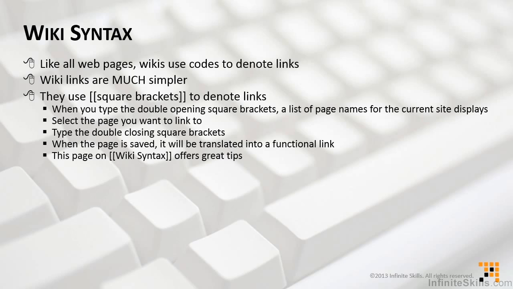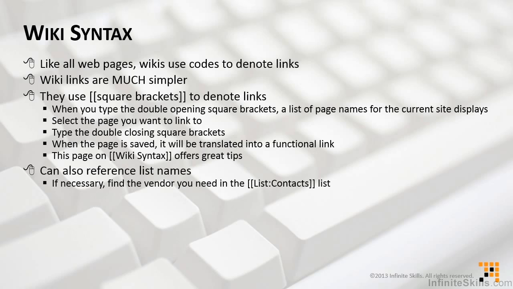An example is what we see here. This page on Wiki Syntax offers great tips. When that is saved as part of a wiki page, the text Wiki Syntax will become a link going to a page in the SharePoint site called Wiki Syntax. So far, so good? Trust me, double square brackets is a whole lot easier than having to type HTML code for links. Now that's how you reference an existing page, but you can also reference things like list names.